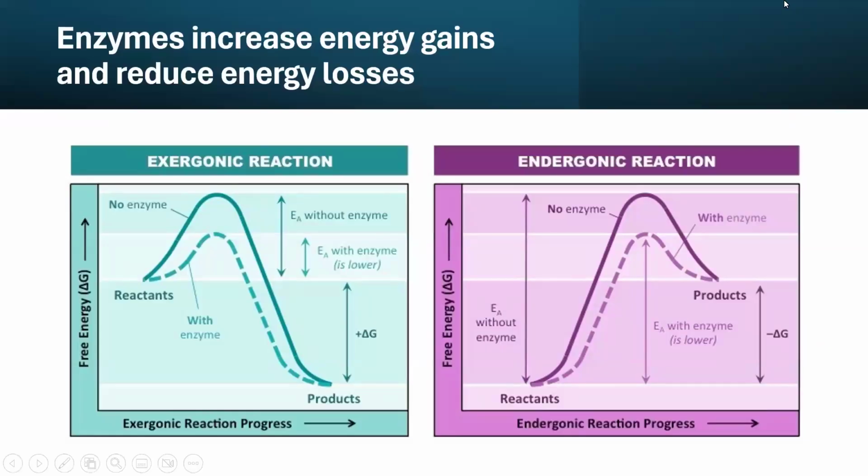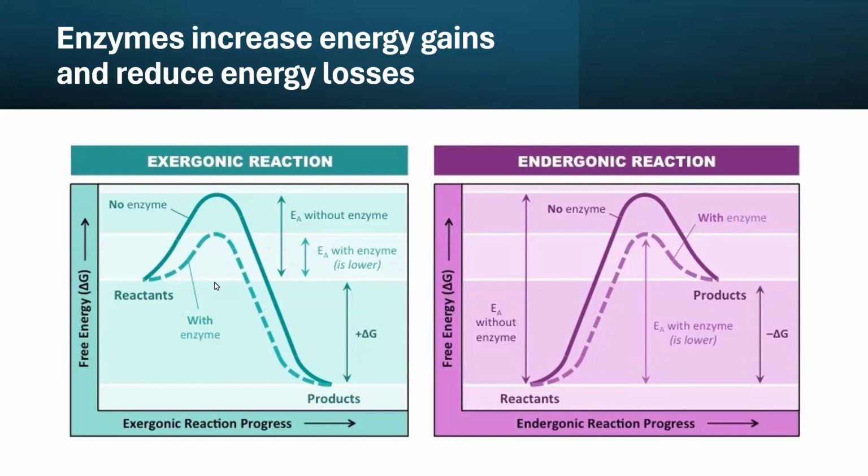Now, reactions can be either endergonic or exergonic. And the cool thing about the enzymes is that they're going to actually increase the amount of energy gained or decrease the amount of energy lost. And so on the left-hand side, we have an exergonic reaction. And an exergonic reaction, what we're going to do is generate energy, right? We're going to break something down usually. Most of the time, these are going to be hydrolysis reactions. And it's going to produce energy.